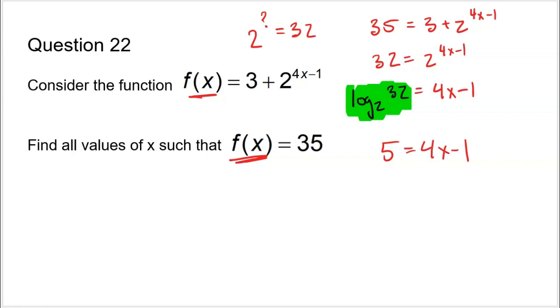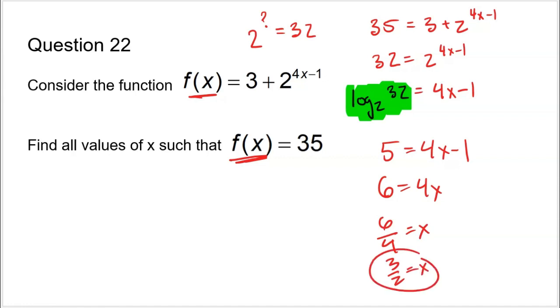Now I just got to solve this really easy equation. Add 1, I get 6. Divide by 4, I get 6/4, which reduces to 3/2. Nice, simple answer. But I do want to show you one other way.